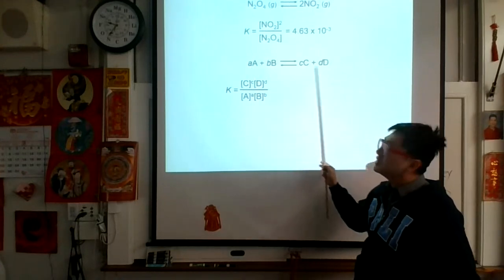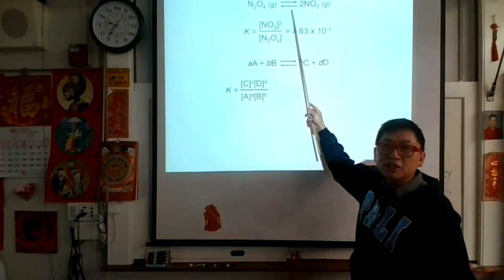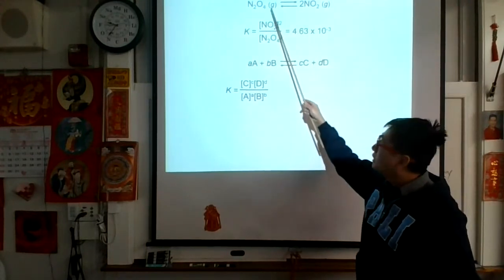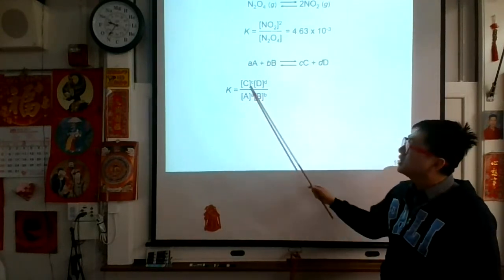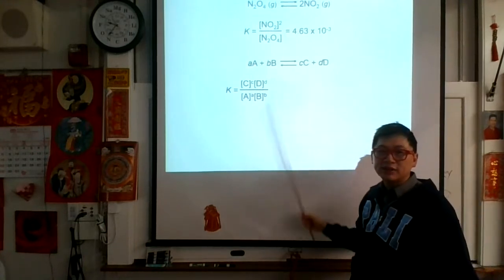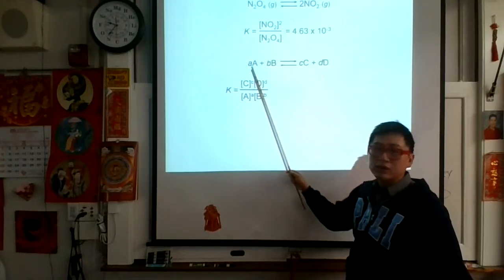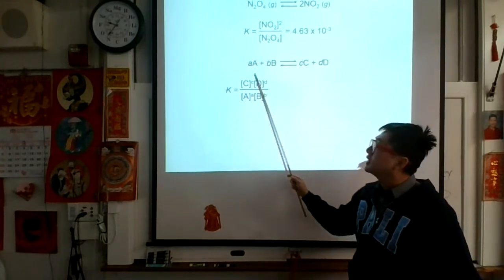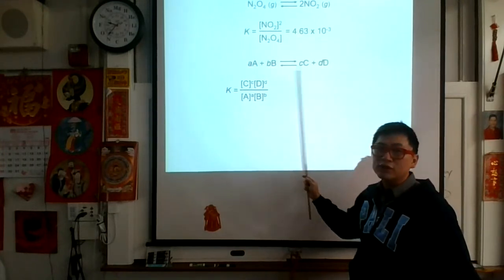The lowercase a, b, c, d, those are the coefficients of the balanced equation. Like in that equation here, the coefficient in front of NO2 is 2, and that's why that one is squared. The coefficient in front of N2O4 is 1, that's why that's the first power. Here, the products C and D are raised to the power of the coefficients, lowercase c, lowercase d, divided by the concentrations of A and B, all raised to the power of the coefficient a, coefficient b. The main thing is it's the products C and D over the reactants A and B.